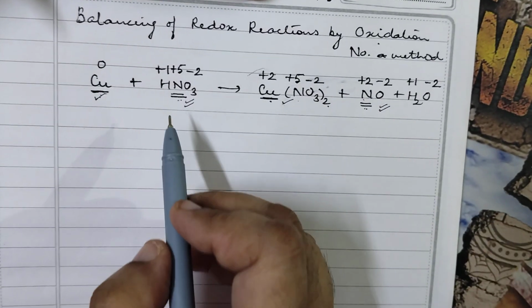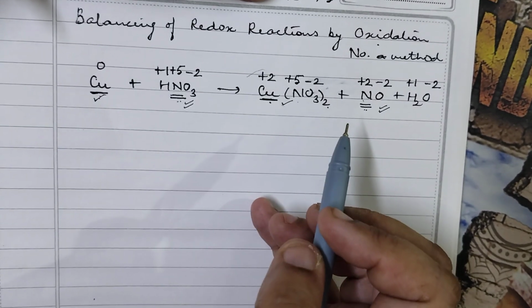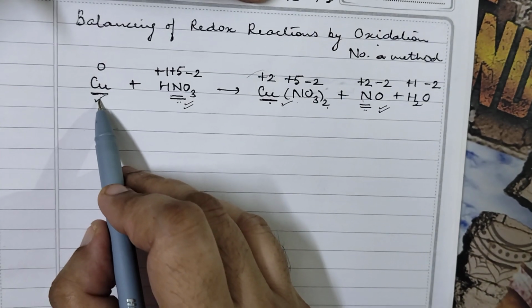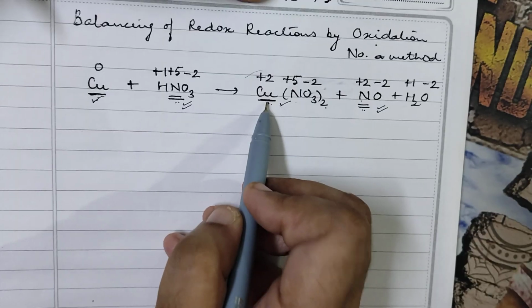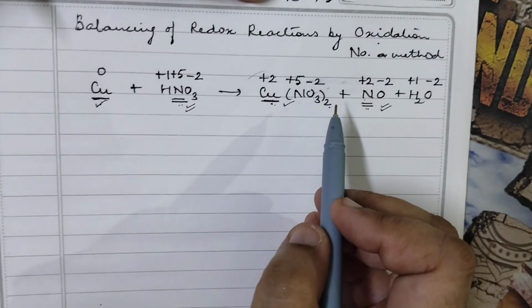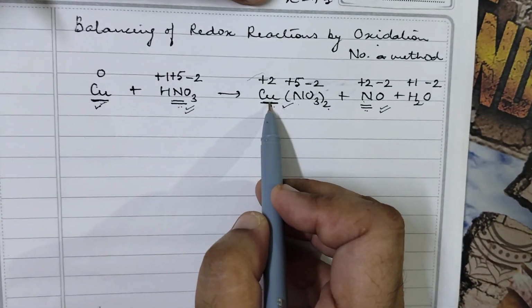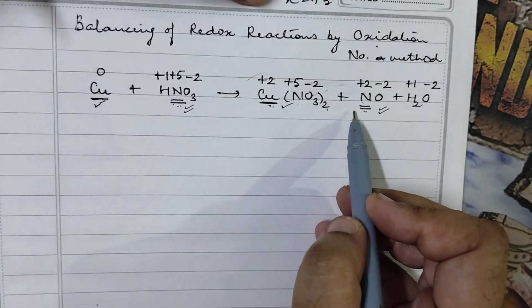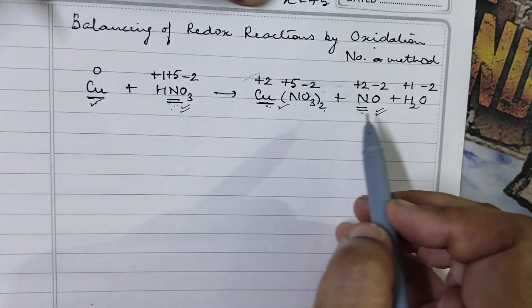So we will find out which element is undergoing a change in oxidation number. Copper's oxidation number is increasing, so only copper is underlined, not the whole compound. Only the element whose oxidation number is changing, I have underlined copper here and copper here, and nitrogen +5 and nitrogen +2, so I just underlined nitrogen, not the whole compound.